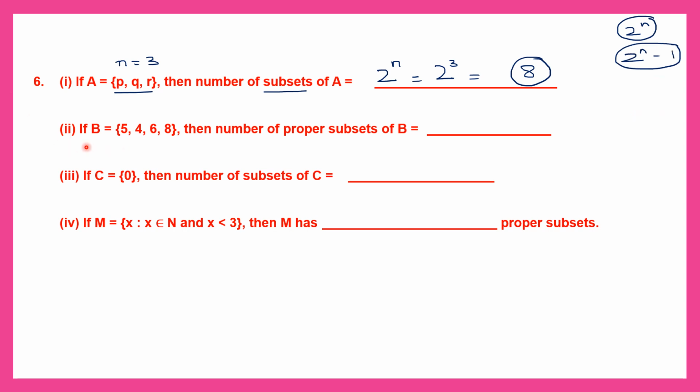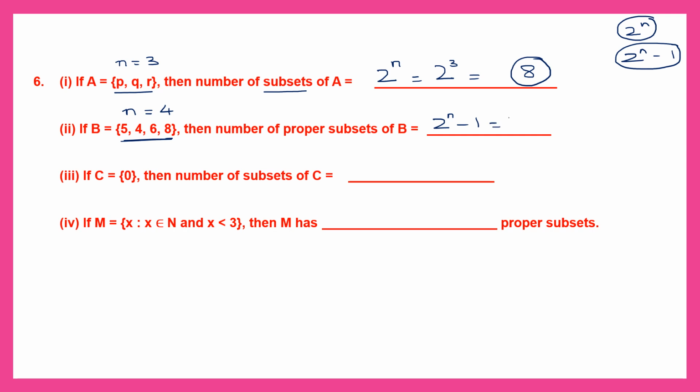Next question. If B is equal to 5, 4, 6 and 8, then the number of proper subsets. You know it's going to take some time to write down all these subsets and then count. Instead, we can use the formula. The formula to find the number of proper subsets is 2 to the power of n minus 1. And what is n? N is the number of elements. So here how much is n? 4. The number of elements is 4.